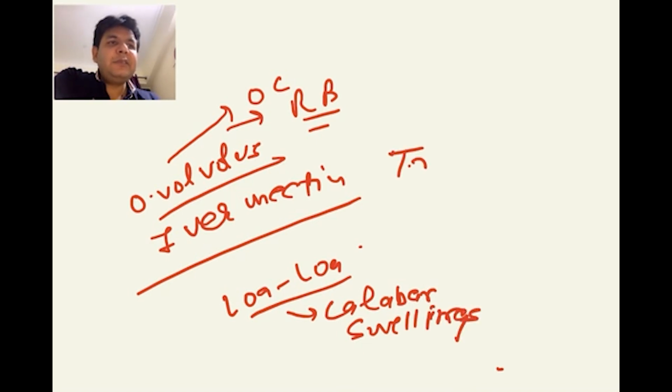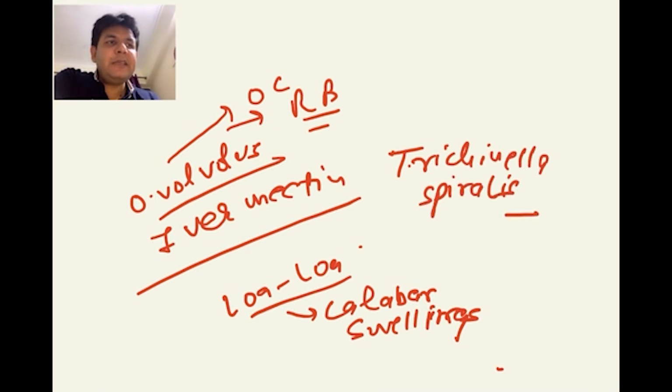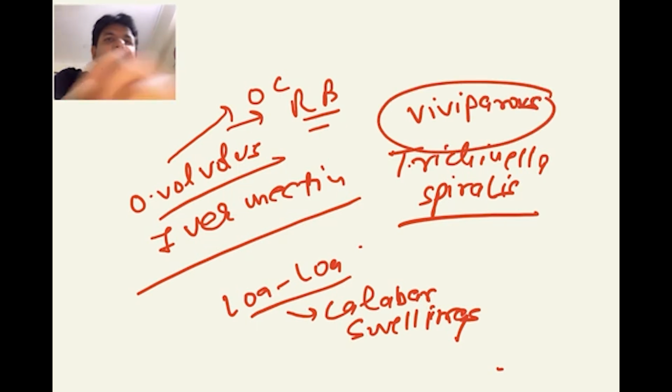Then you have Trichinella spiralis, which is also termed the muscle worm. Important is that this one is viviparous. It does not have any eggs. It is viviparous.